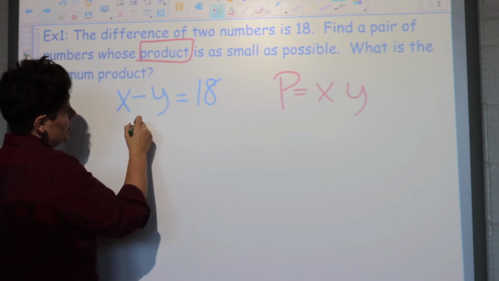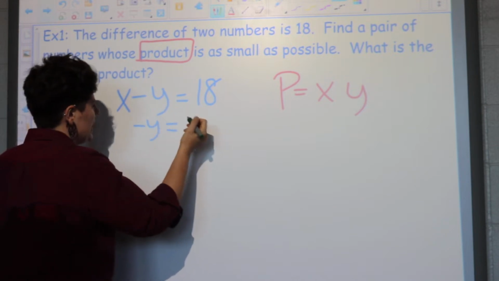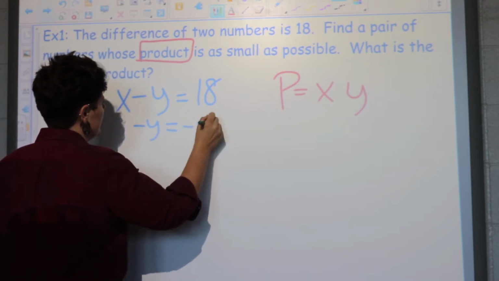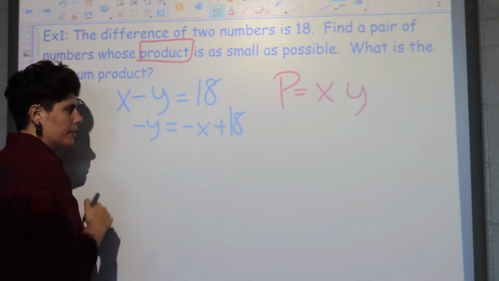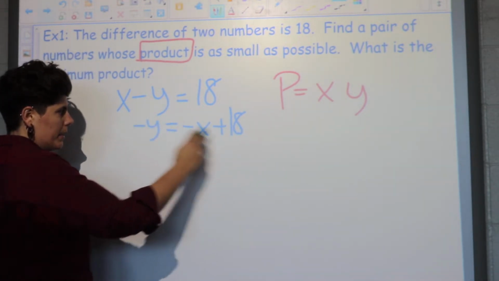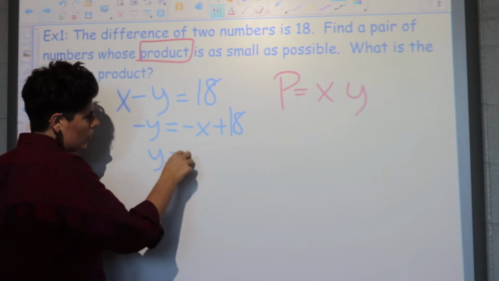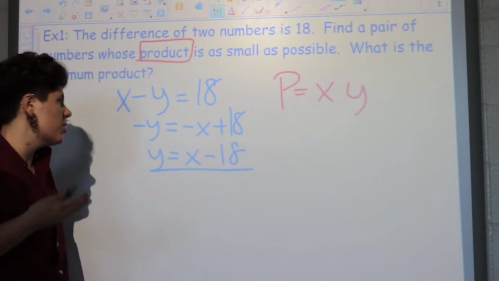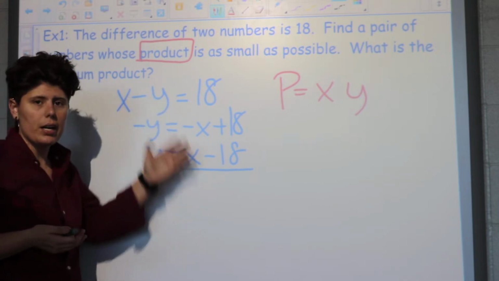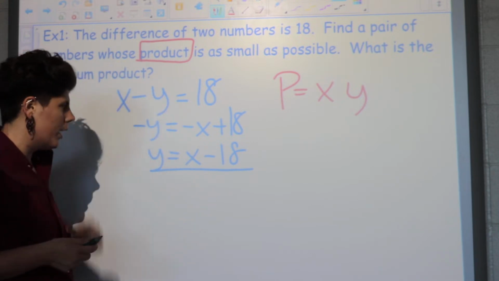So I'll subtract x on both sides. So I have negative y equals negative x plus 18. Then I'm going to divide by negative 1. So y equals x minus 18. I think it would have been easier to solve for x, but I know that many of you try to do it the hard way. So we'll go ahead and solve for y.